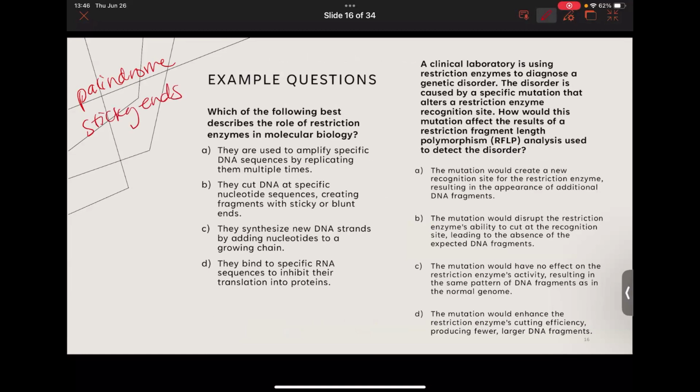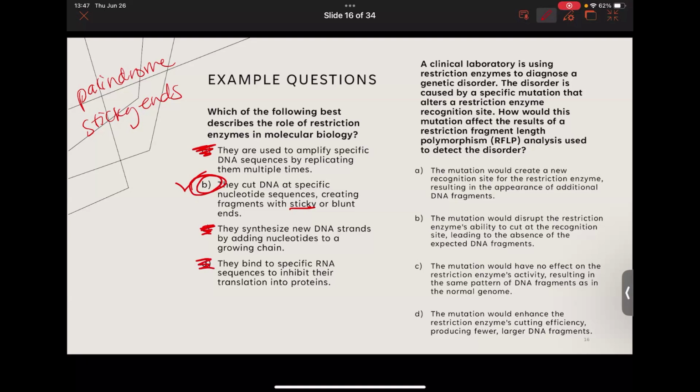Question 1. Which of the following best describes the role of restriction enzymes in molecular biology? Are they used to amplify? No, they're used to cut. B, they cut DNA at specific sequences, creating fragments with sticky or blunt ends. They can do blunt ends too. We didn't talk about it, but they can. Do they synthesize new DNA strands? They don't synthesize, they just cut. Or do they bind to RNA and inhibit? No, they cut. So B is our answer.